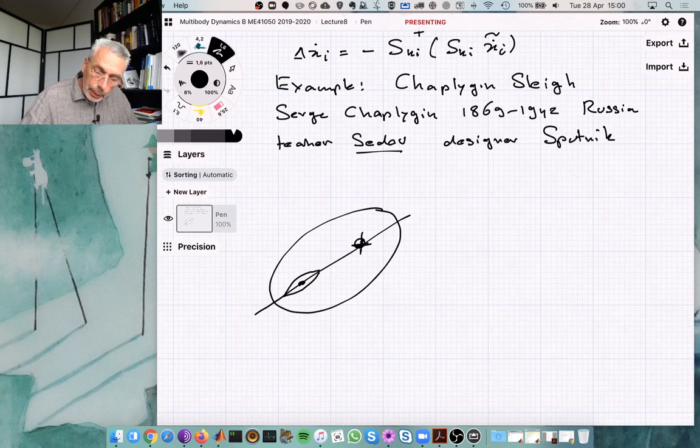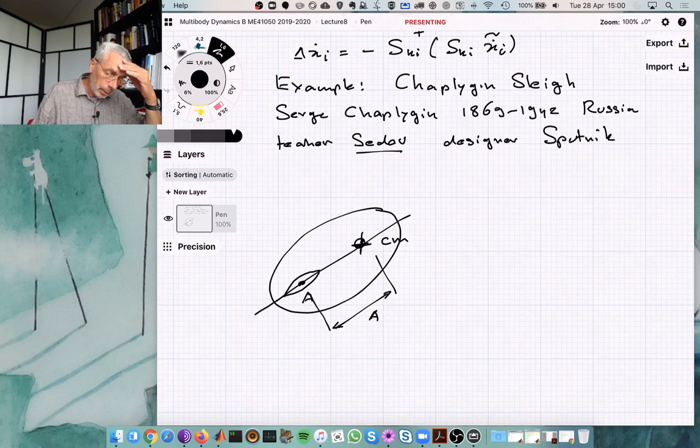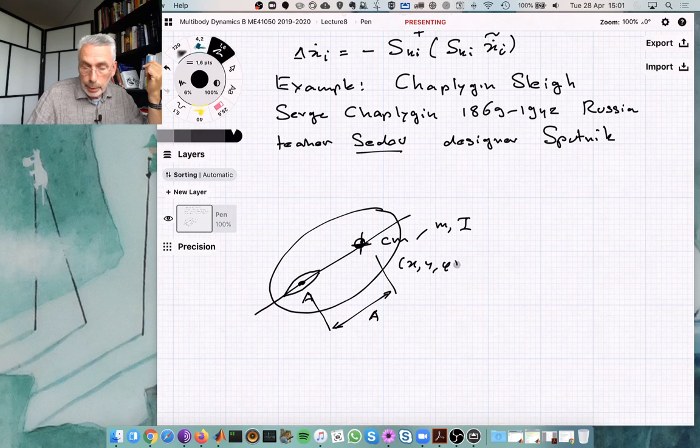Okay, so the skate is in A. This is the CM. What else? There is apparently a distance A. And of course at the center of mass we have a mass and an inertia. The body has an X, Y and an orientation. It's one rigid body where the orientation is defined as this angle, phi.